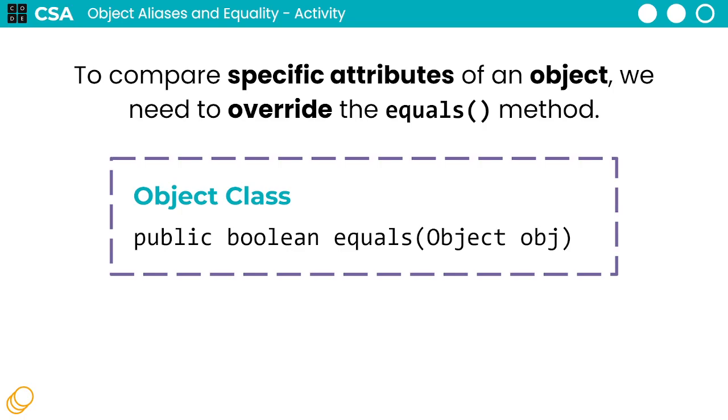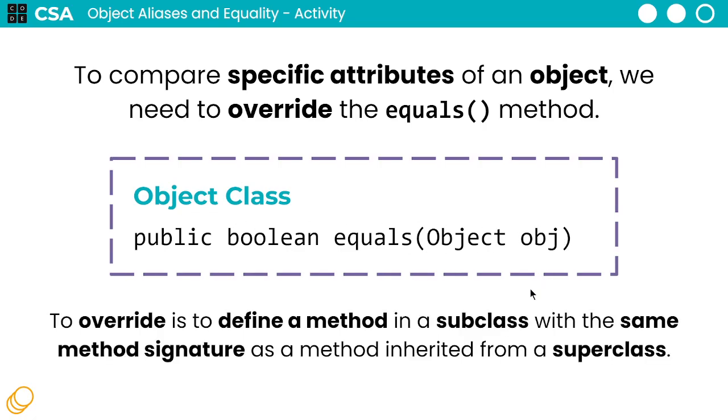The way that we do that is we go into our object class, so we're talking about a specific object. We do public because this needs to be accessible by everything. Boolean makes it true or false, then equals, and the parameter of type Object. It needs to have the same method signature as the method inherited from the superclass.